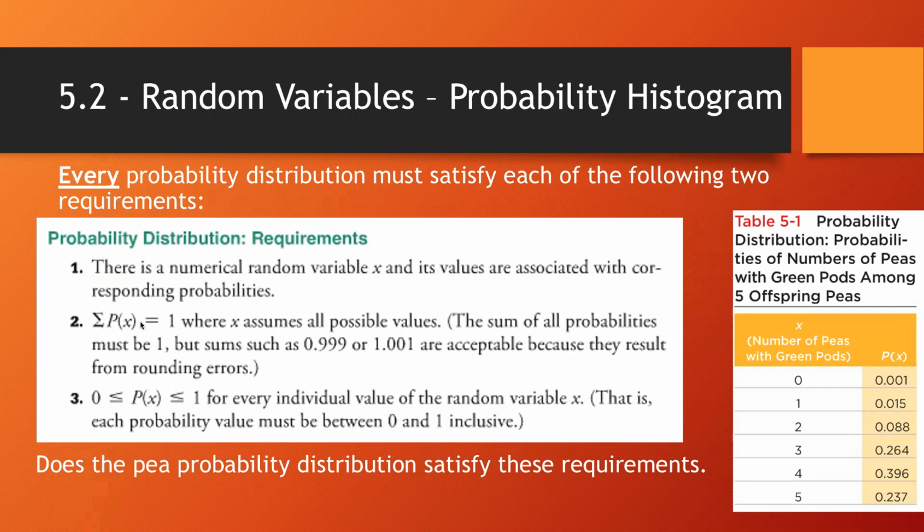Second, we have the summation of p of x is equal to 1. Right? That means the sum of all of these equals 1. Note, if you sum some of these tables, they might be equal to 0.999 or 1.01 or 1.001. This can just be because of rounding errors, okay? So don't get too worked up if it's like 0.998 or something like that. Third, all the probabilities lie between 0 and 1 inclusively. That means they could be 0 or they could be 1.